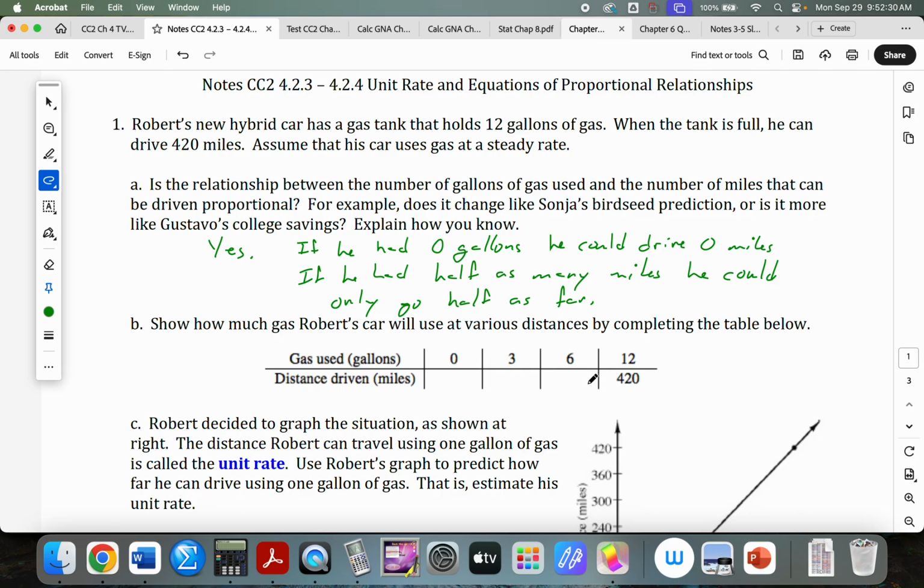And we can show that here on this table. If he had 12 gallons, he went 420 miles. 6 gallons then would be 210 miles. How much would 3 gallons be? Anyone? 105. And 0 would be 0.